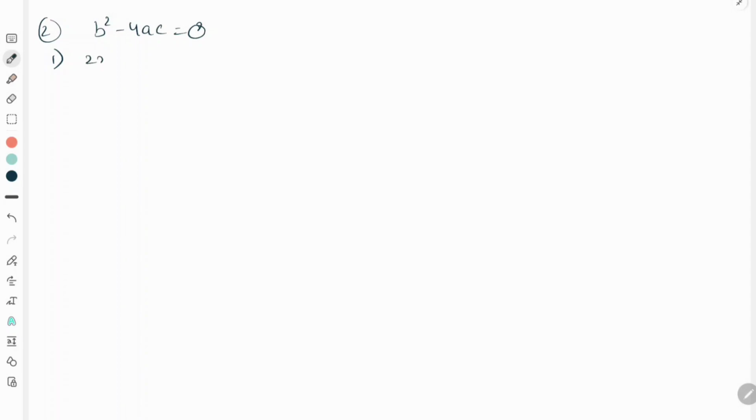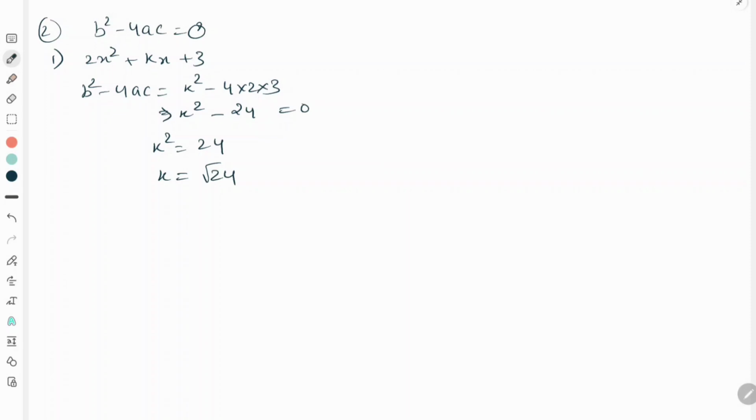We have 2x square plus kx plus 3. So b square minus 4ac is k square minus 4ac. It will become k square minus 24 equal to 0. K square is 24 and the value of k is root 24. We can also write it as k equal to plus minus 2 root 6.